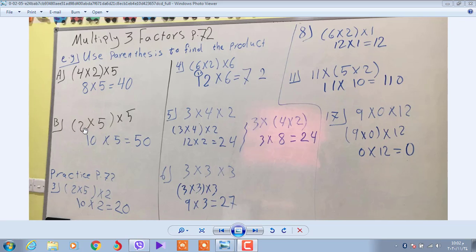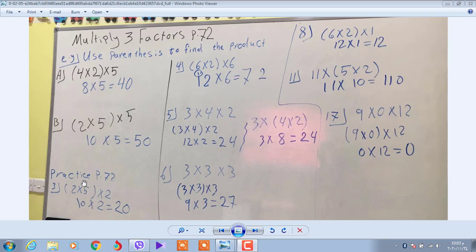Okay, in example 2 we have 2 times 5 multiplied by 5 equal to what? 2 multiplied by 5 equals 10. We do the multiplication in the parenthesis. After that, multiply by the number outside of the parenthesis. 10 times 5 equals 50, students.